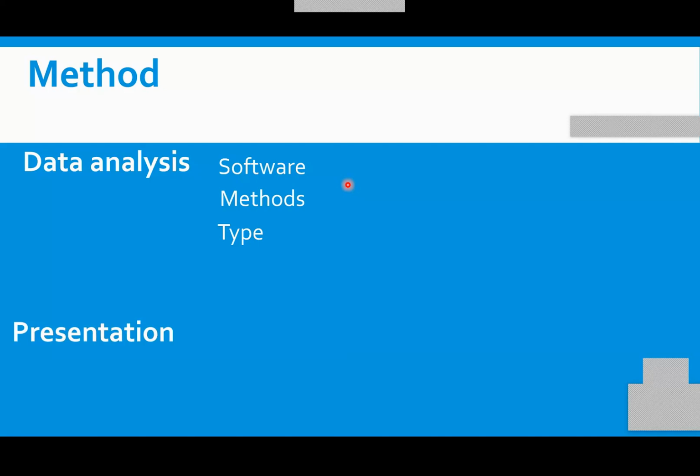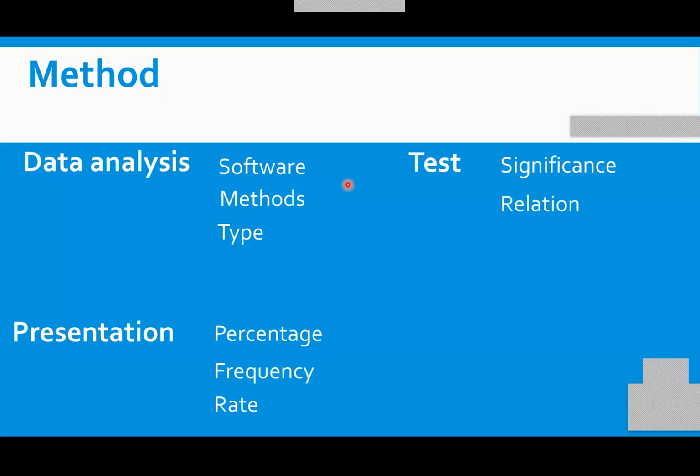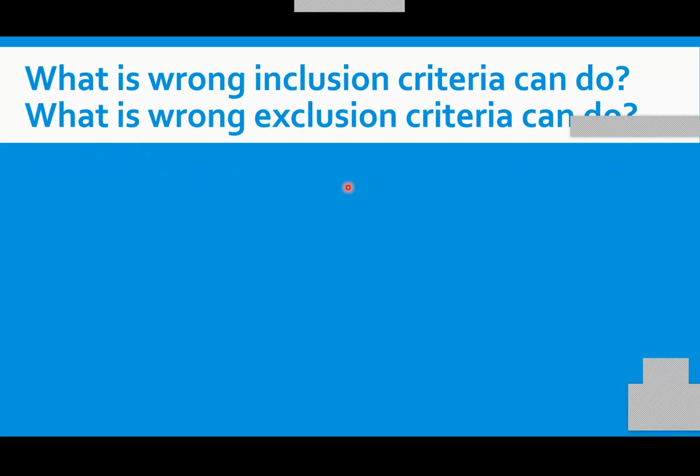After you do analysis, you need to present your data. How you present the data is also described in the methodology. You can present it as percentages, or as a frequency, or as a rate, or in other forms. And also in methodology, you do testing. So you test your data. And the most important is whether it is significant or not significant, and the relation between the data. And we will talk about this again more and more.